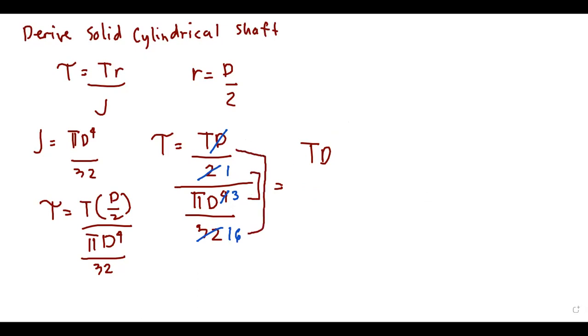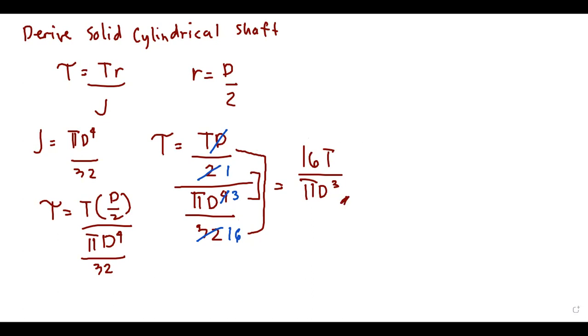Ayan. Tapos, magiging, okay. Pangit pala. Magiging, ganito. Magiging 16T over pi d cube. Akyat na yung 16 sa taas, guys. Okay? So, balik tayo doon sa PowerPoint natin. Check natin kung tama yung formula.